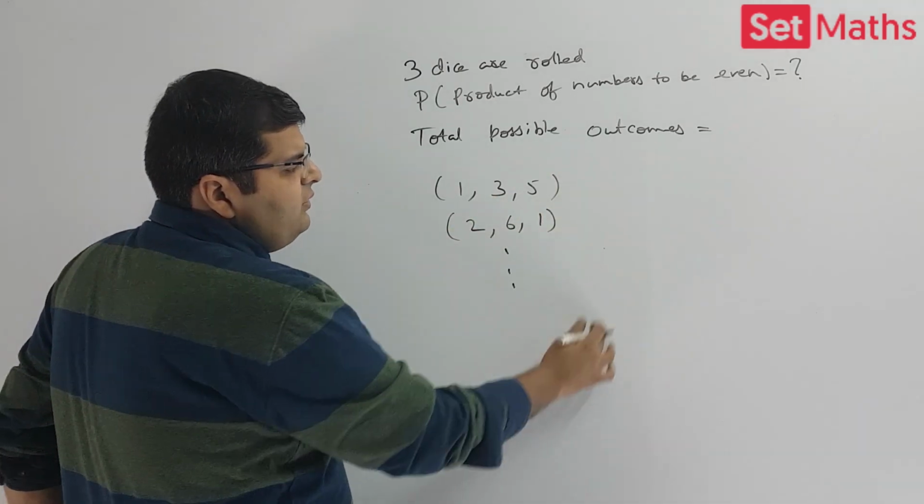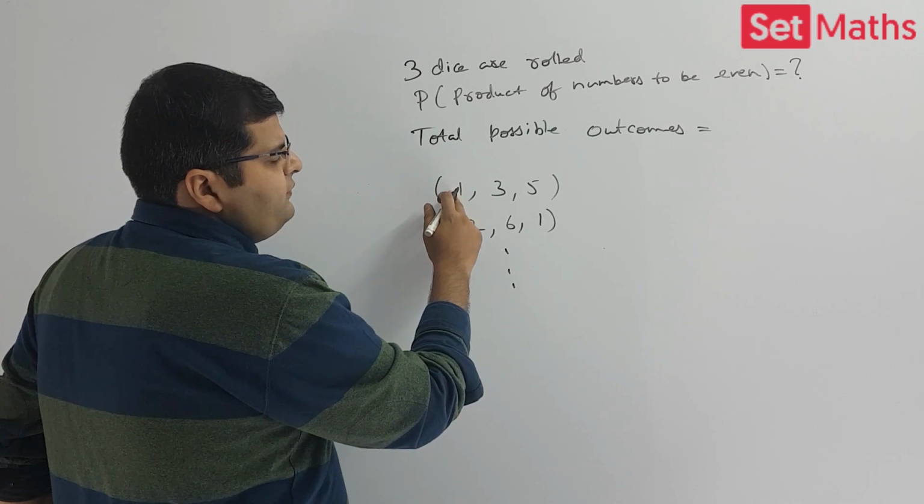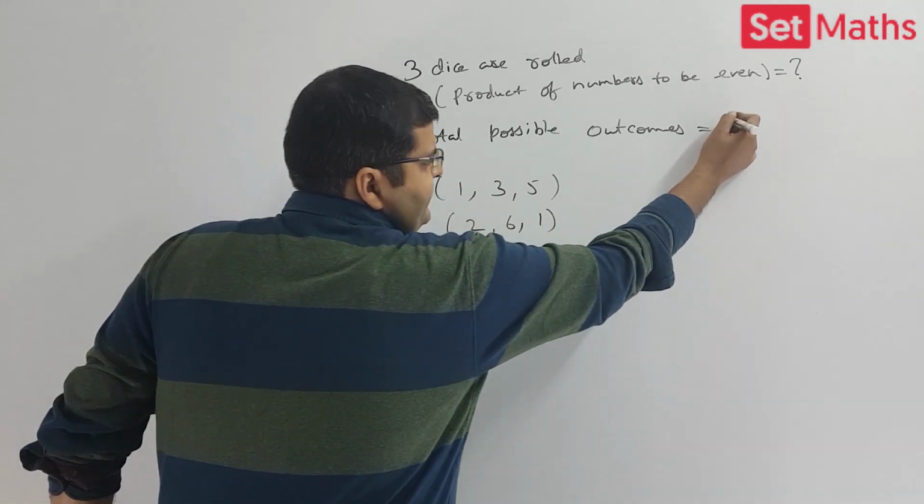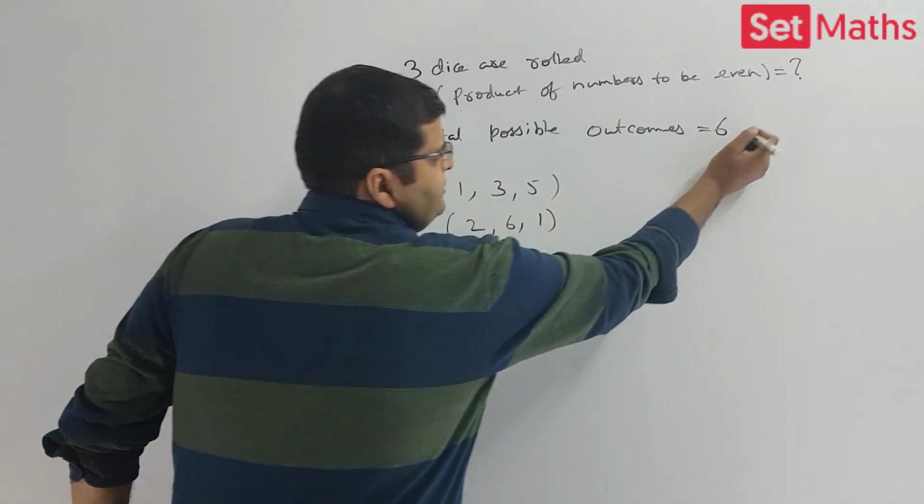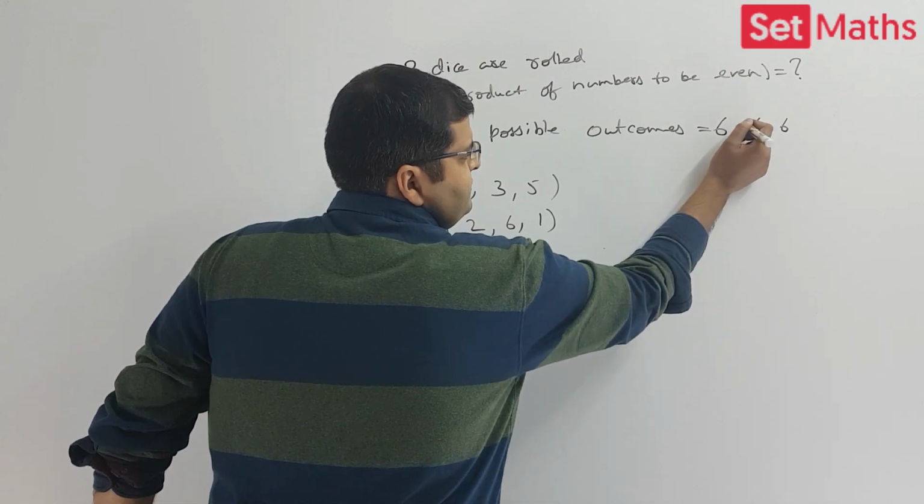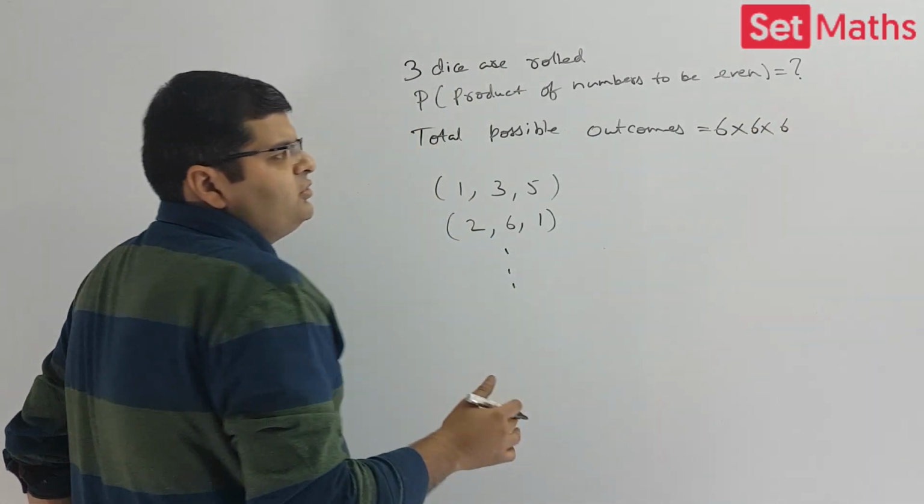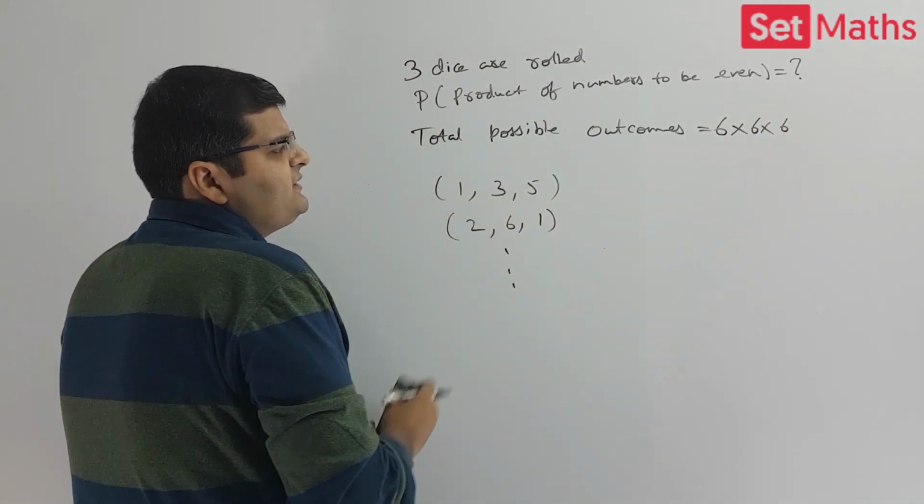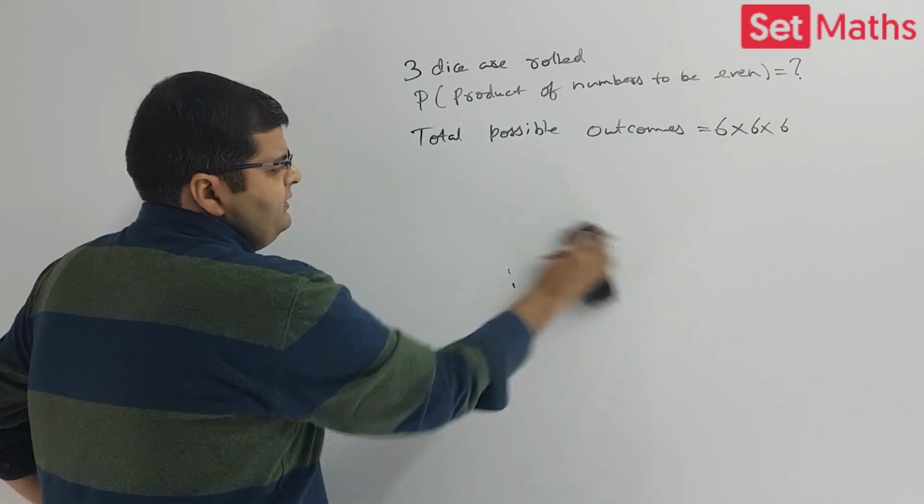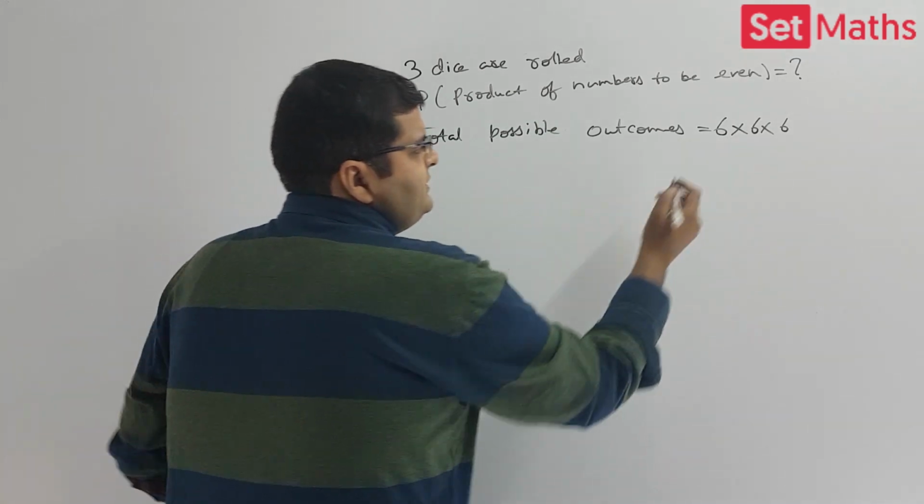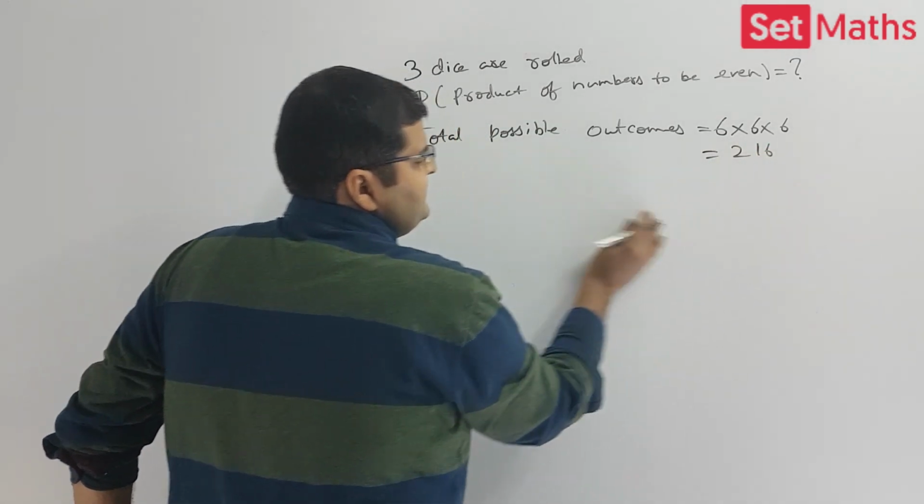So if we count the total number of outcomes, for the first dice there are 6 possibilities. For the second dice also there are 6 possibilities. For the third dice also there are 6 possibilities. So the total outcomes will be 6 into 6 into 6. So total possible outcomes is equal to 216.